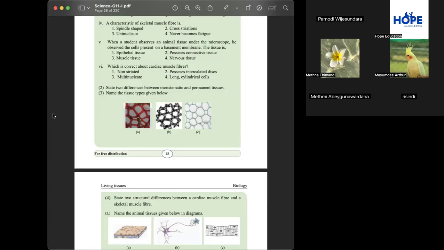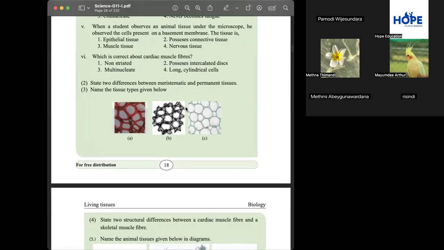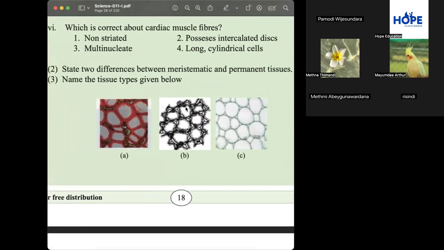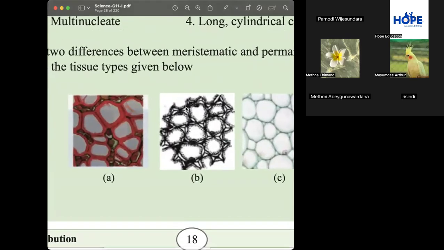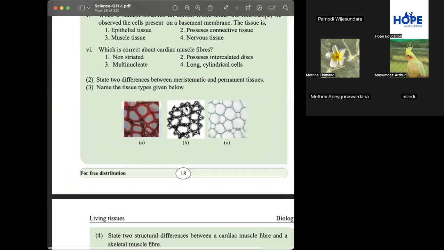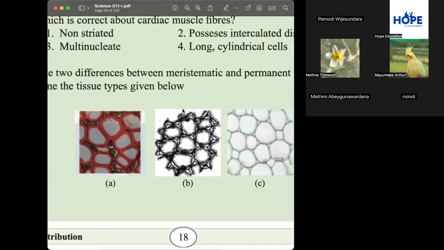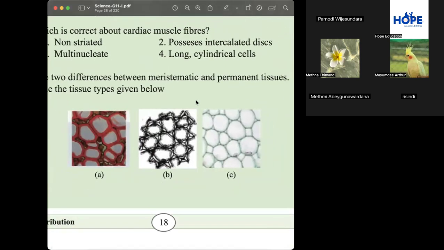Teacher, I have a small doubt. In the third question, the figure A, is it parenchyma or sclerenchyma? Parenchyma or sclerenchyma. Okay.